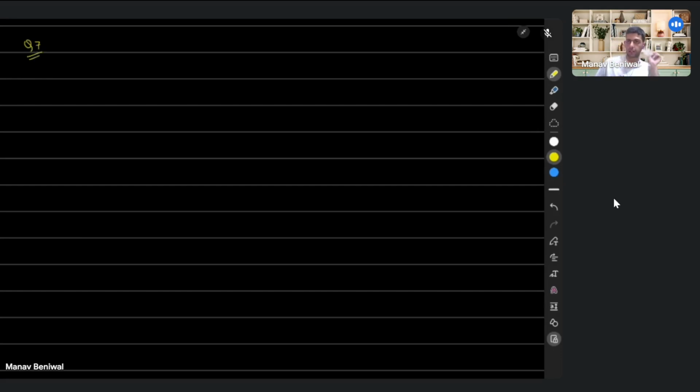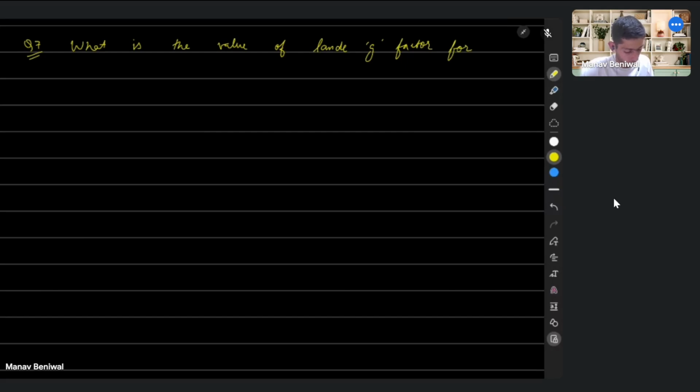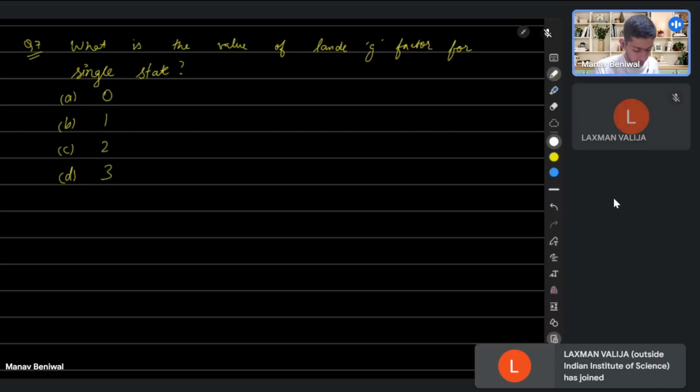So now let's solve the next problem, which is about the Lande g factor. So what are we given? We are given a single state.